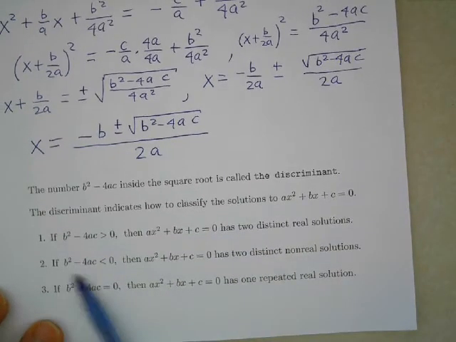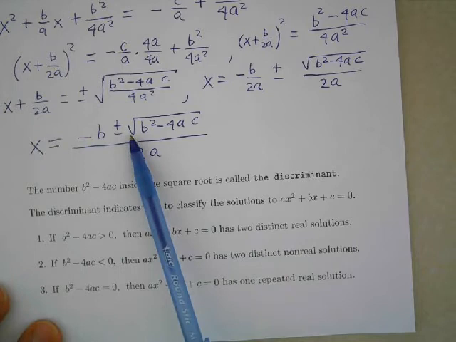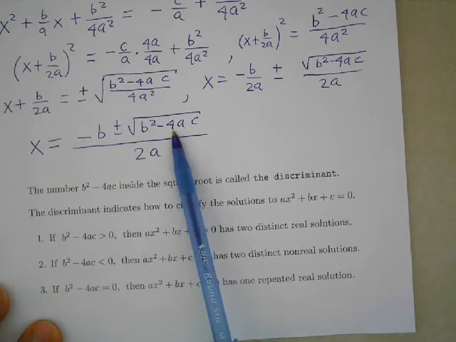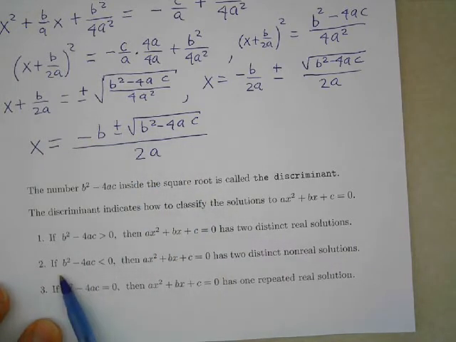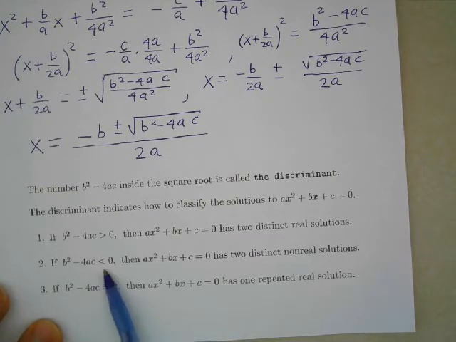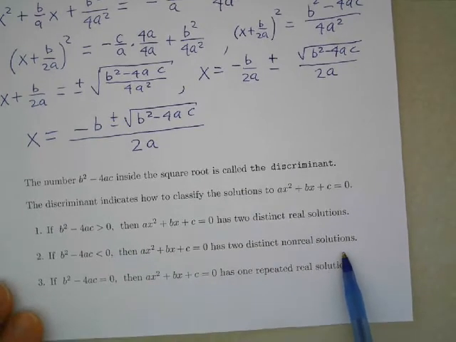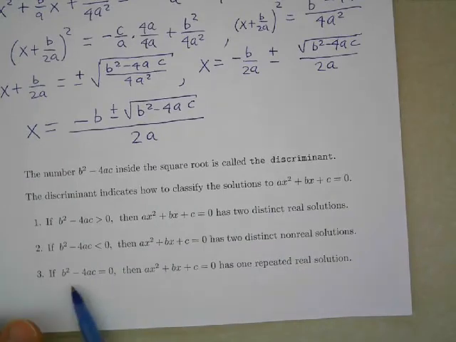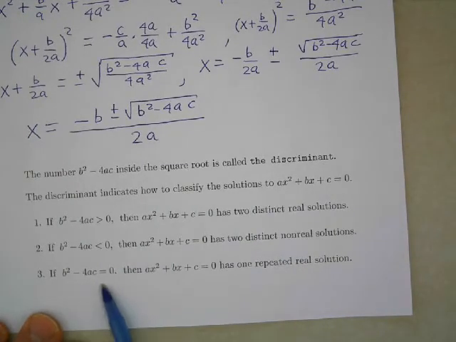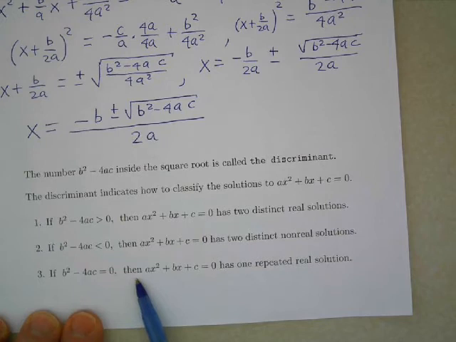If the discriminant is negative, well, we know that the square root of a negative real number is not a real number. So that means that if the discriminant is less than 0, then the equation ax squared plus bx plus c equals 0 has 2 distinct non-real solutions, 2 different non-real solutions. And then the third case, if the discriminant b to the second minus 4ac is 0, then ax squared plus bx plus c equals 0 has 1 repeated real solution.